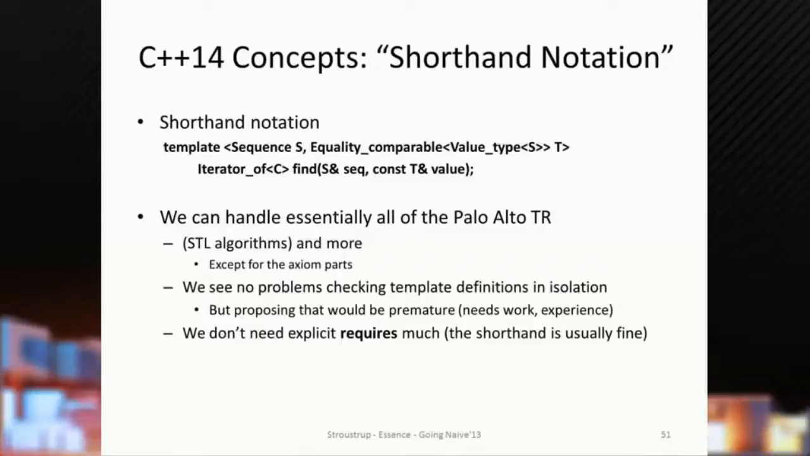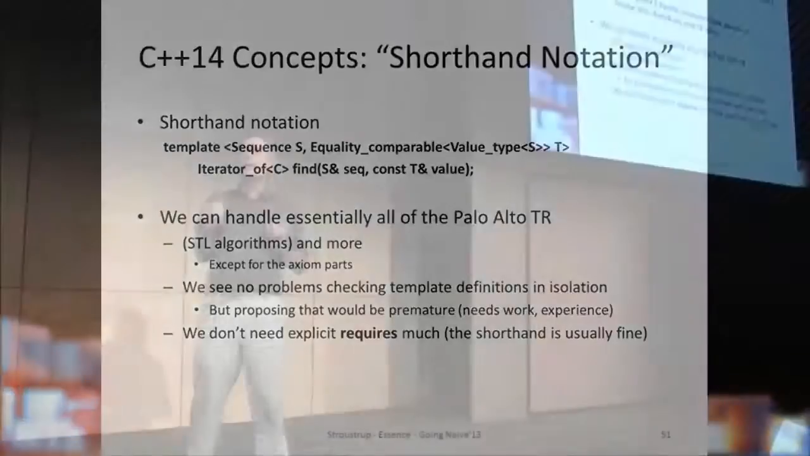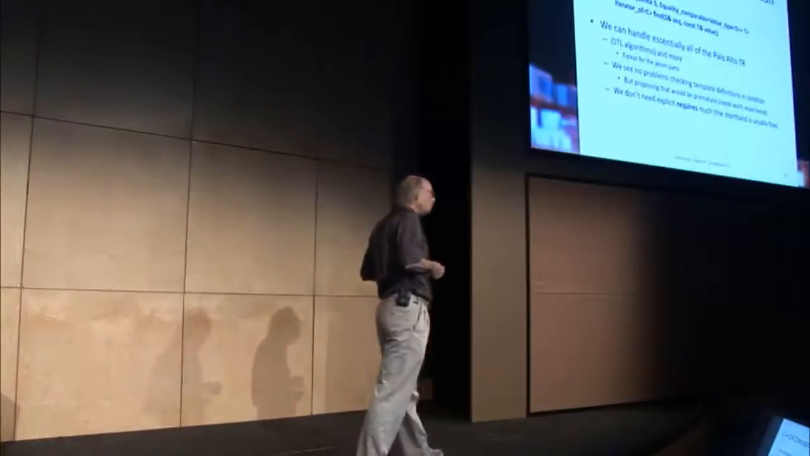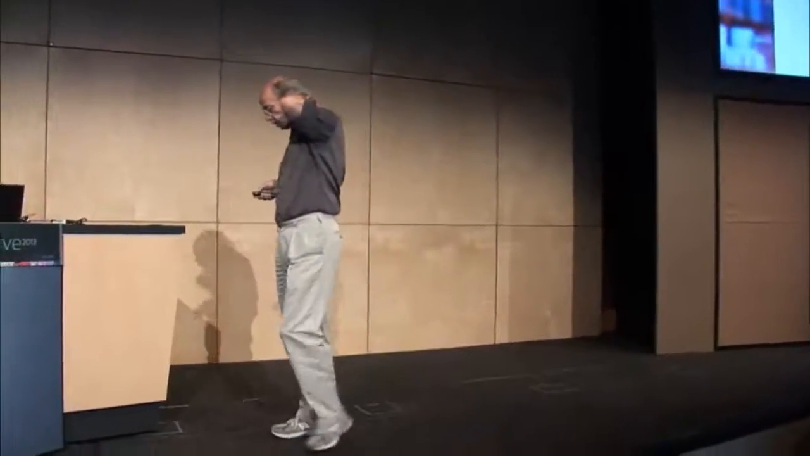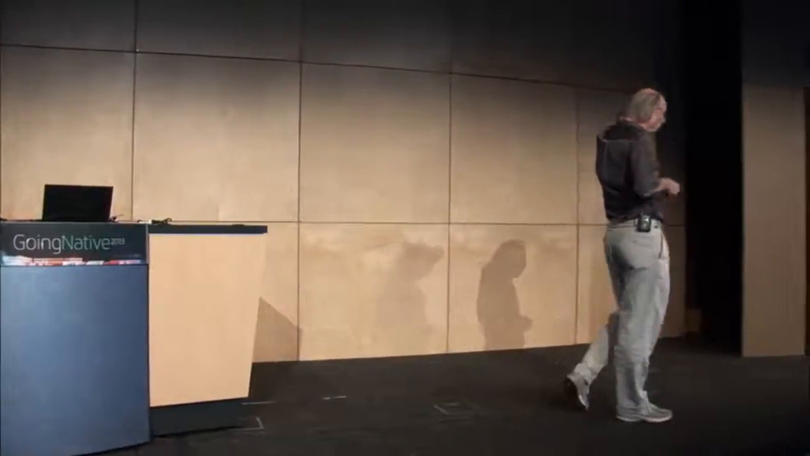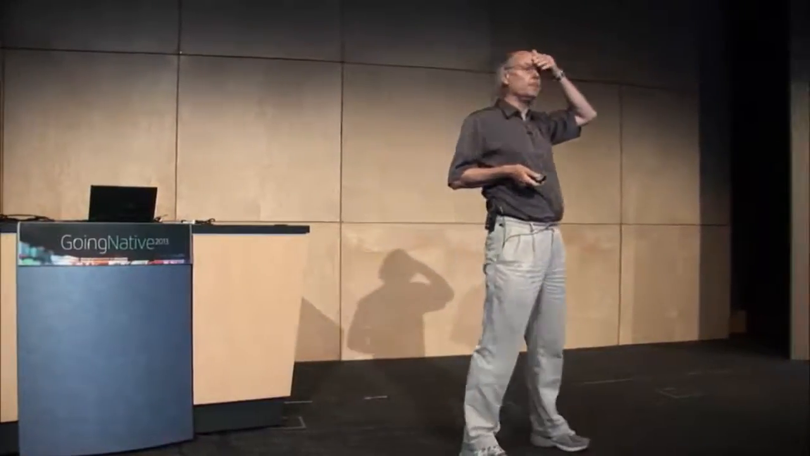And we can handle essentially all of the Palo Alto technical report. Now, the Palo Alto technical report is a hundred-and-some-page document specifying every algorithm in the STL. And this was done by a group of about 20 people in Palo Alto two years ago. Sean was there, I was there, about 20. It was called by Andrew Lumsdaine from Indiana, who was one of the main workers on the C++0x concepts, and got Alex Stepanov, who's the father of the STL, to chair it. And we spent a week simply specifying everything.